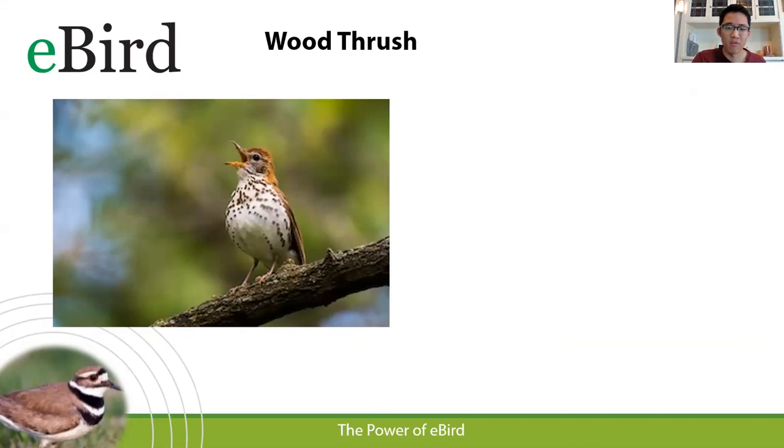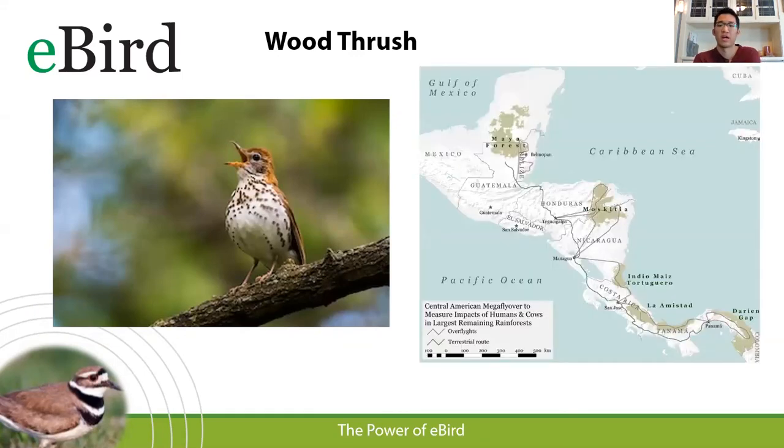But another example of the power of eBird is in the Maya forest, which is in Guatemala, Mexico, and Belize. Prior to eBird, researchers didn't know where wood thrushes were overwintering. So you'll see the wood thrushes will breed in North America, in Canada, and then spend almost all of their winter in the Maya forest.